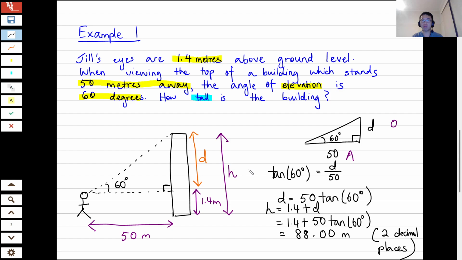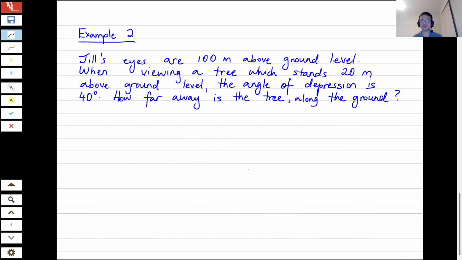Okay, one more example. So I'll give you some time to read the question again. Feel free to pause the video if it's helpful. The key information we are given here is that this time we are viewing from a height 100 meters above ground.